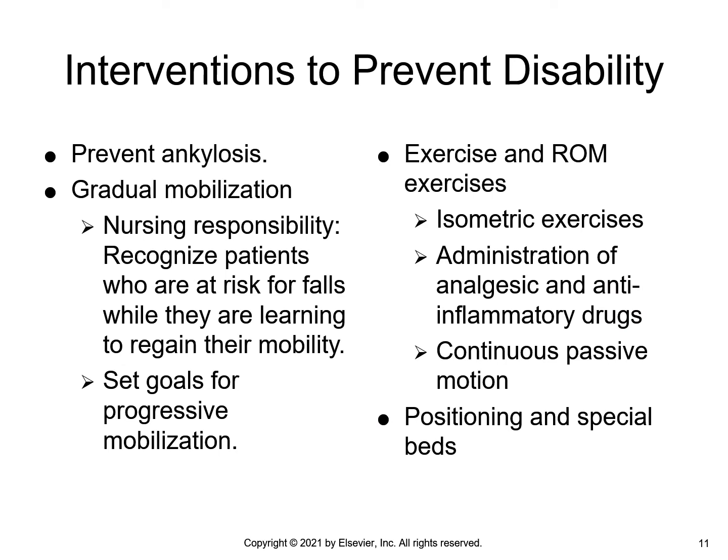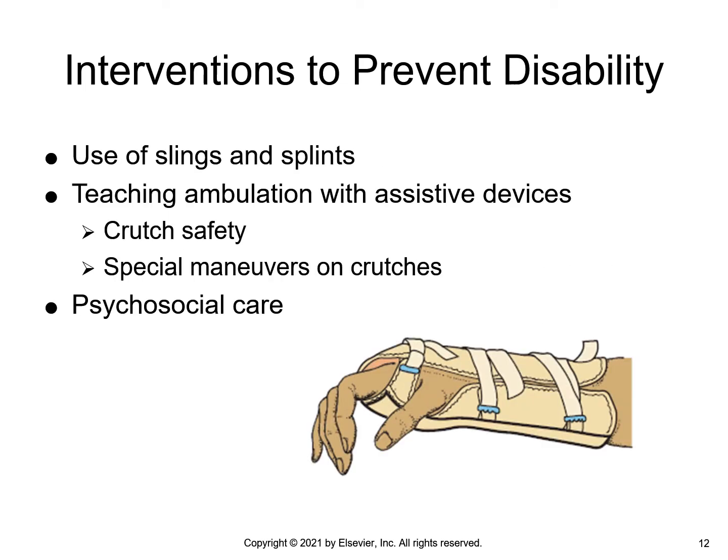As nurses, we want to increase gradually the mobilization of our patients. We use exercise and range of motion, whether it's passive or active, and we use isometric exercises for the patients. We want to ensure that our patients understand how to ambulate with assistive devices, and we want to ensure that if they have a removable sling or a splint, they know how to reapply it appropriately so as not to cut off circulation to the fingertips.